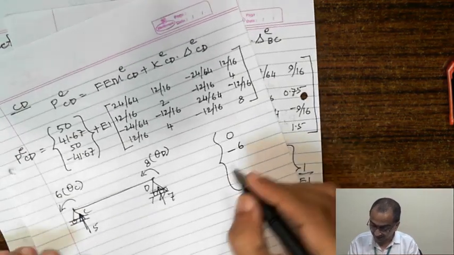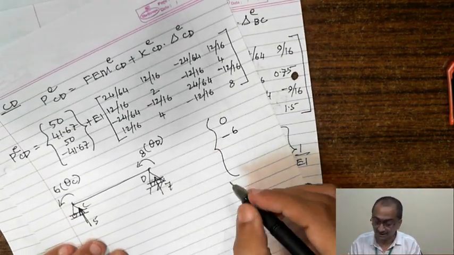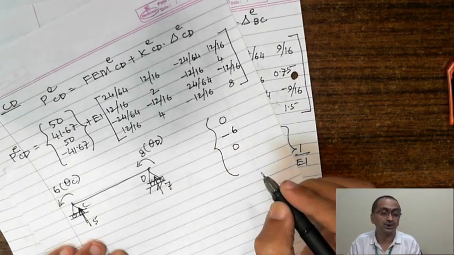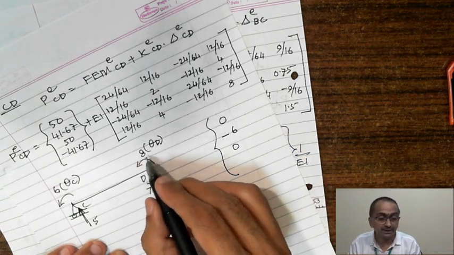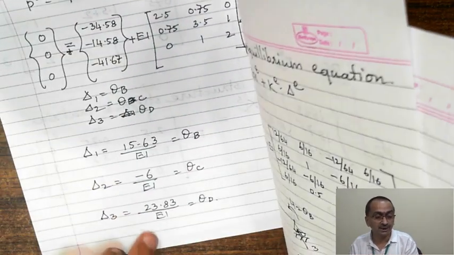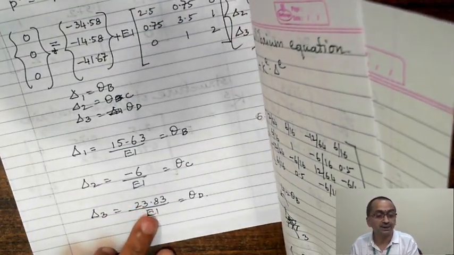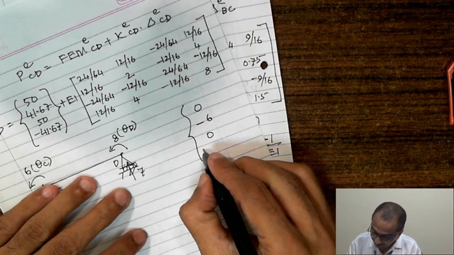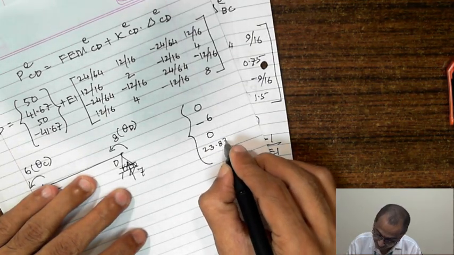I will write minus 6. Then delta 7, that is displacement of the roller in vertical direction, not possible. Delta 8, that is theta D. Whether theta D is possible? Yes. Have we calculated theta D? Yes, we have calculated theta D as 23.83 upon EI. So I am writing 23.83 upon EI.